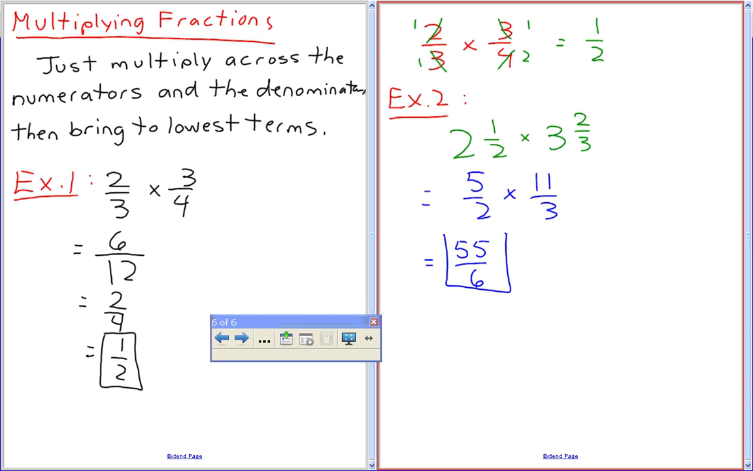Now the nice thing is I know that's going to be in lowest terms. I know that because I couldn't cross out anything here. If you can cross out stuff here, that means you can bring it to lowest terms. That's sort of the trick there.